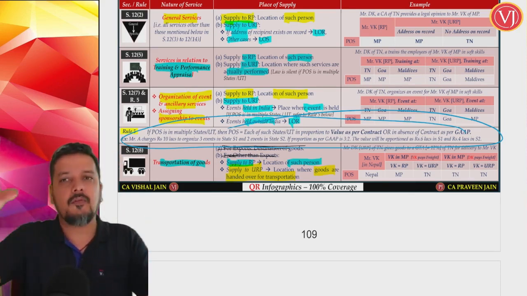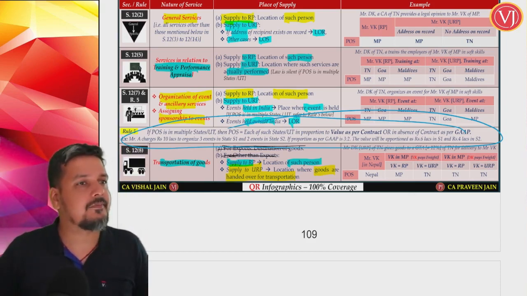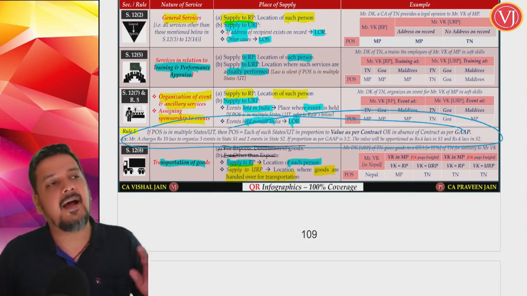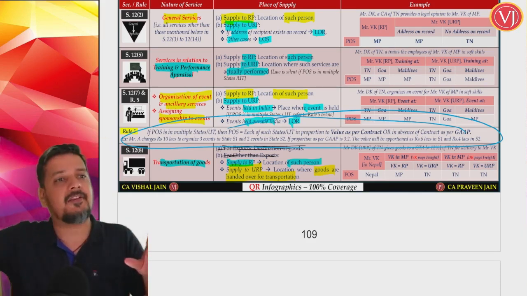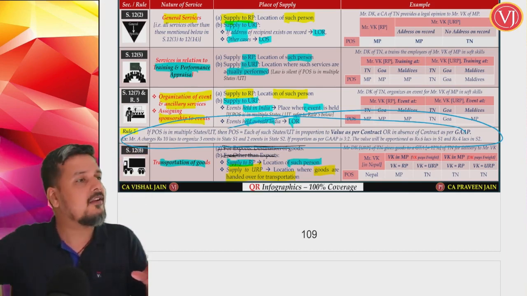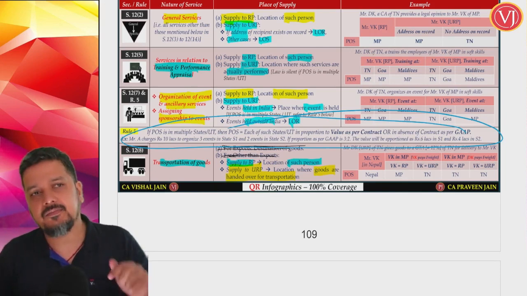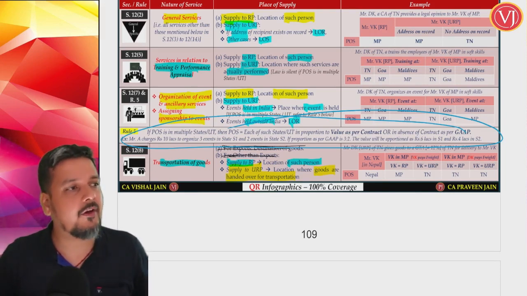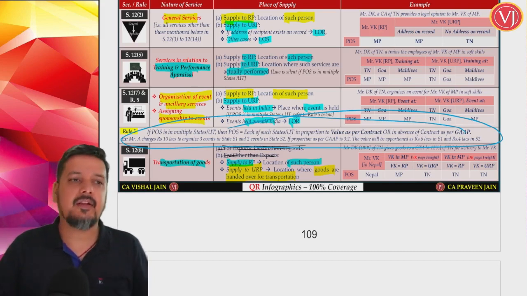Now this rule 4 will give me the breakup for immovable property. Logical breakup. And if I'm organizing an event for IPL, again it will be multiple states. The event can be held in multiple states. If the contract gives the breakup, go with the contract. If not, rule 5. So that is everything about your section 12.